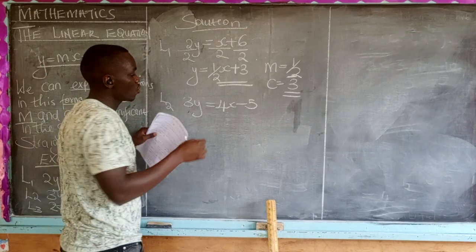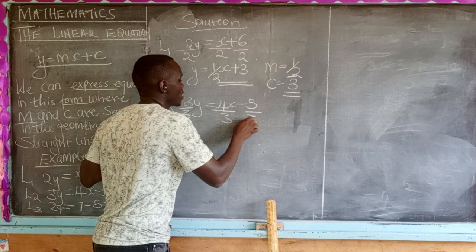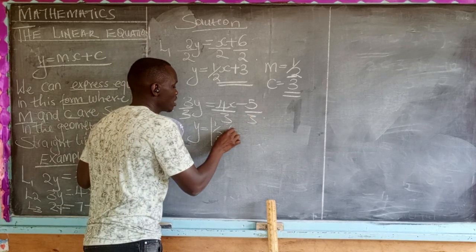The same applies to this line. Again, we just divide by 3. We are going to have y equals 1 over 3 x.